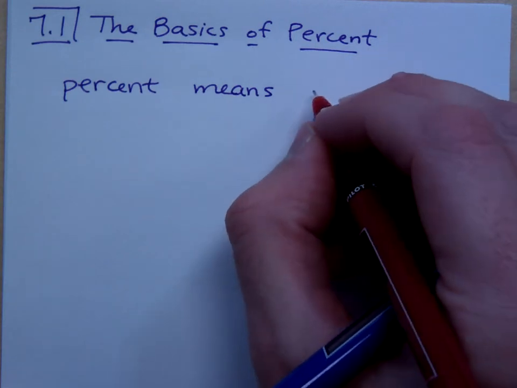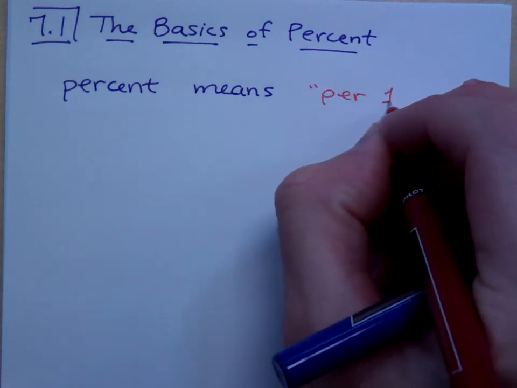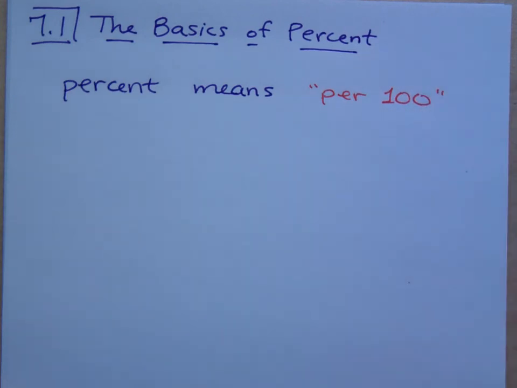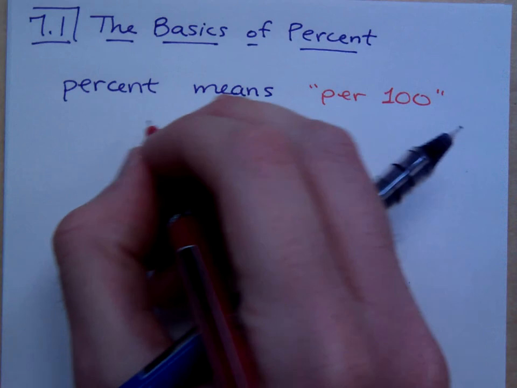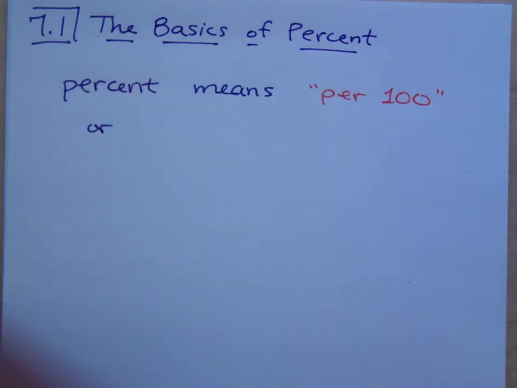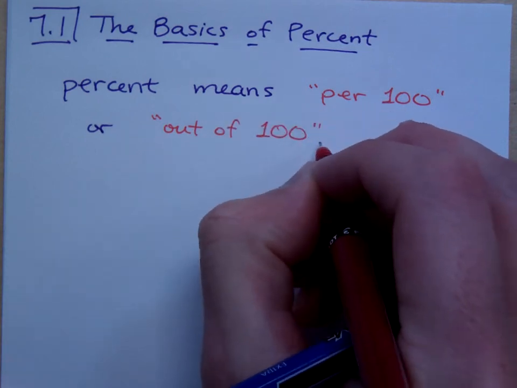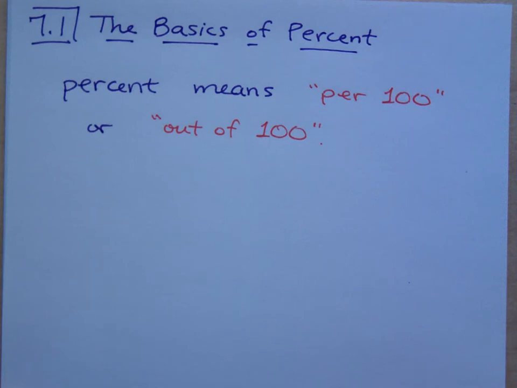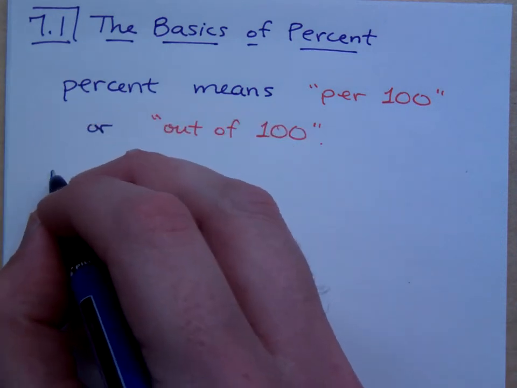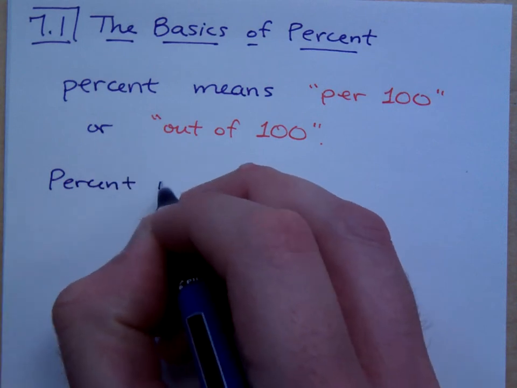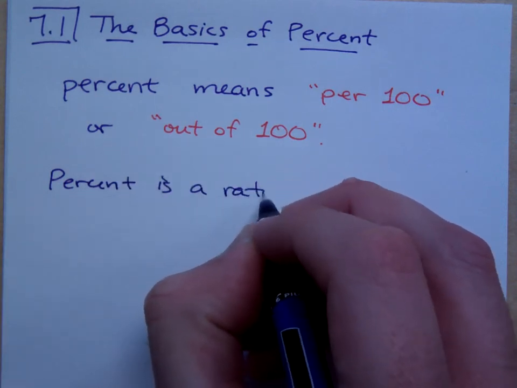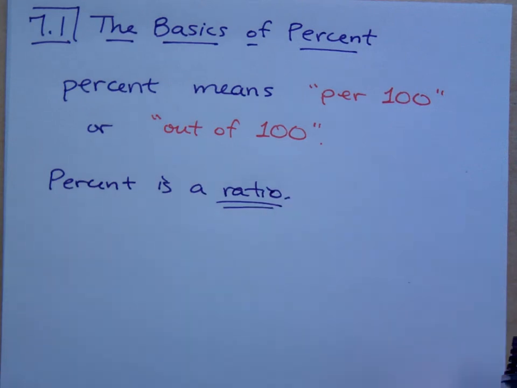All right, well, percent means per 100. So when we see this, that means per 100, or it means out of 100. Percent is a ratio. We did ratios in the last chapter, and so we're going to see a lot of connections with the ratios and proportions that we did in the last chapter using percents in this chapter.